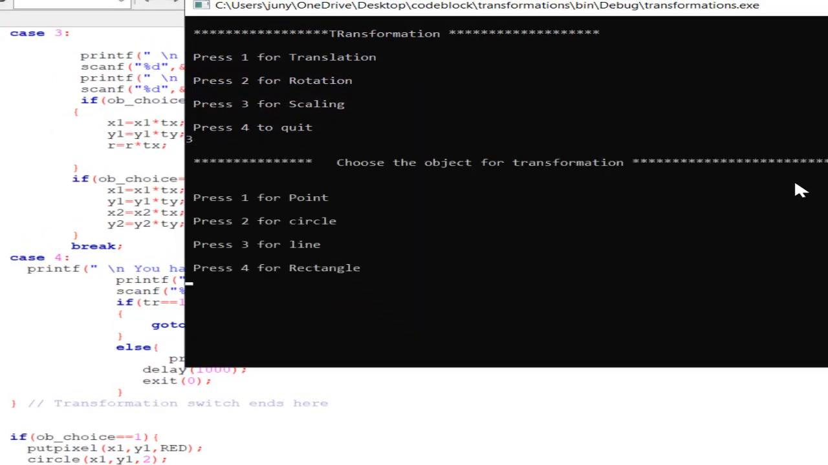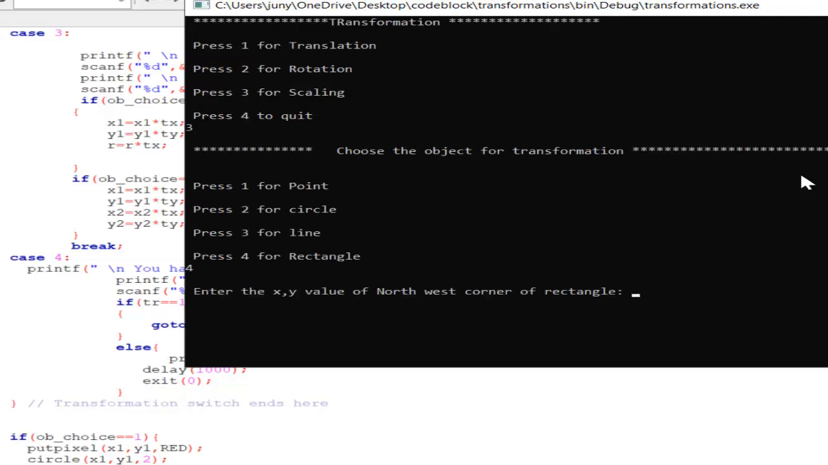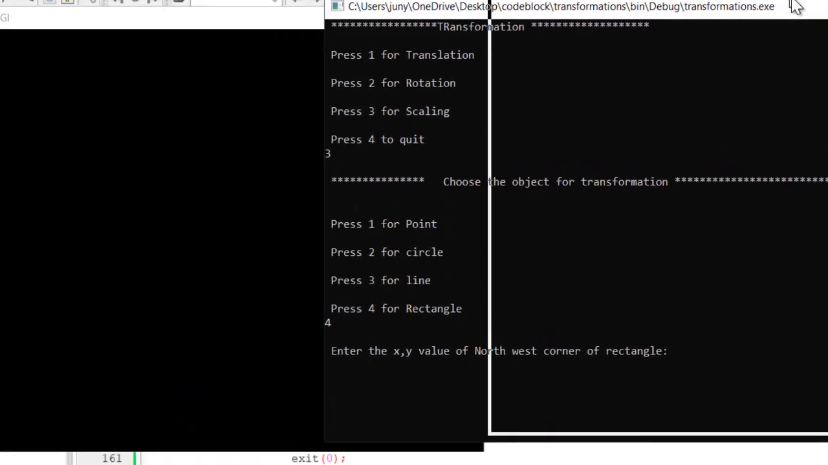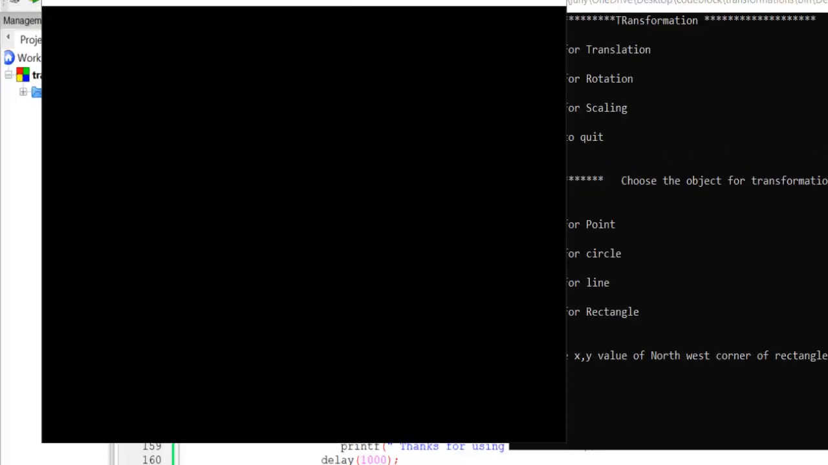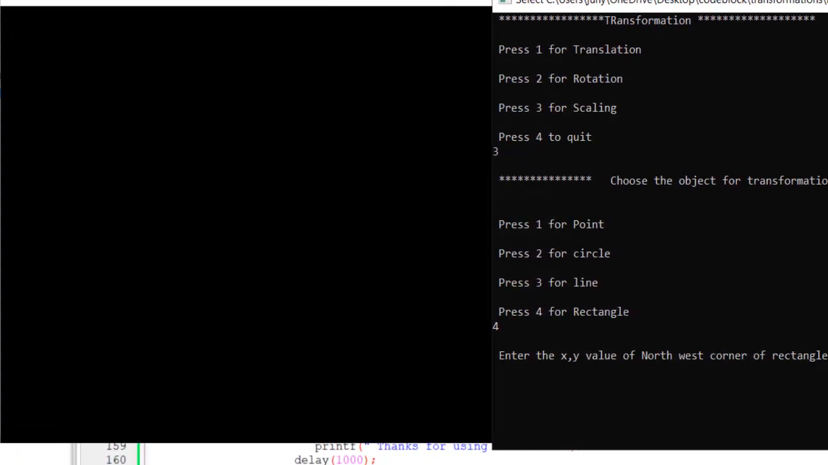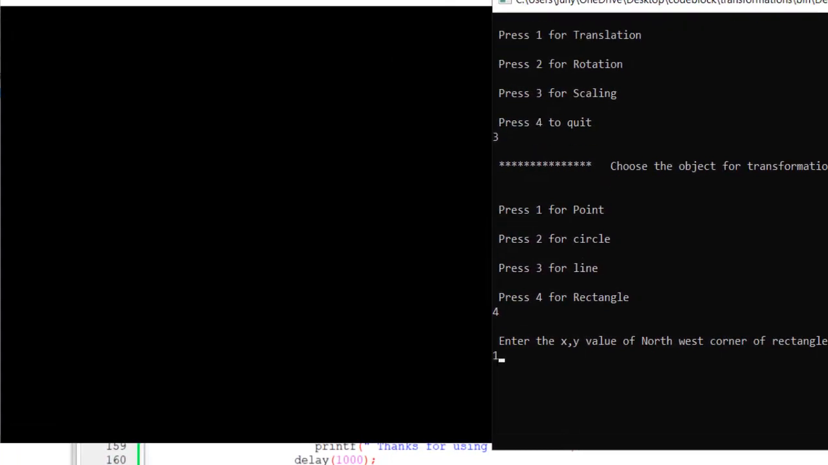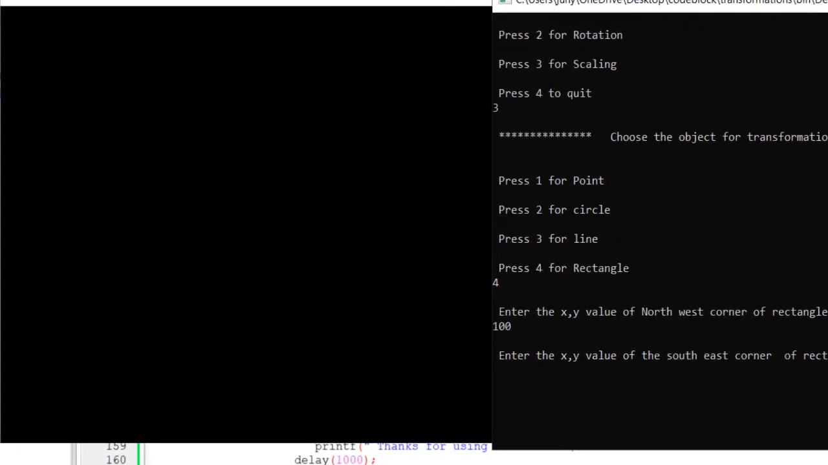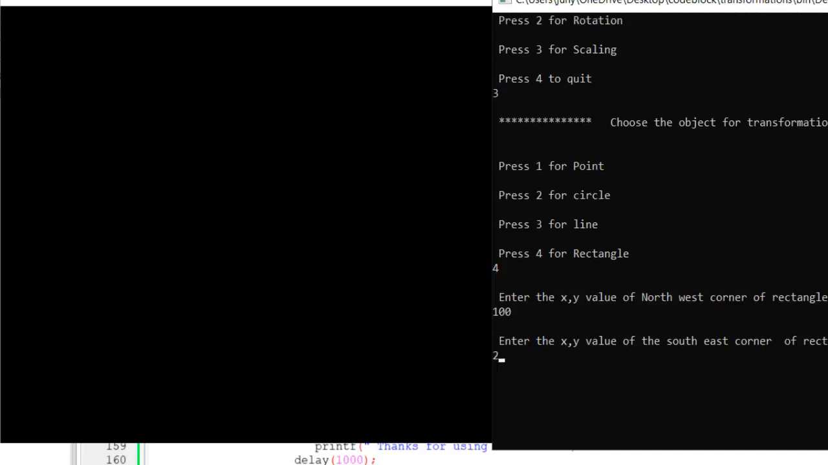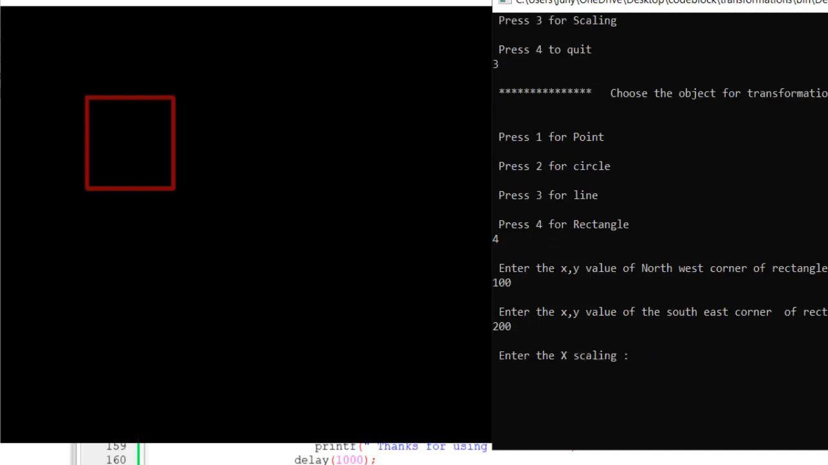So 3 is for scaling, and let me choose the rectangle this time. So it's asking me for the northwest corner of the rectangle. Here comes the window, it is coming on the other screen. Let me get it here. So it is asking for the northwest corner, so let it be 100. Then enter the x and y of the southeast corner. Let it be 200 and 200. Okay, this is my rectangle coming up.